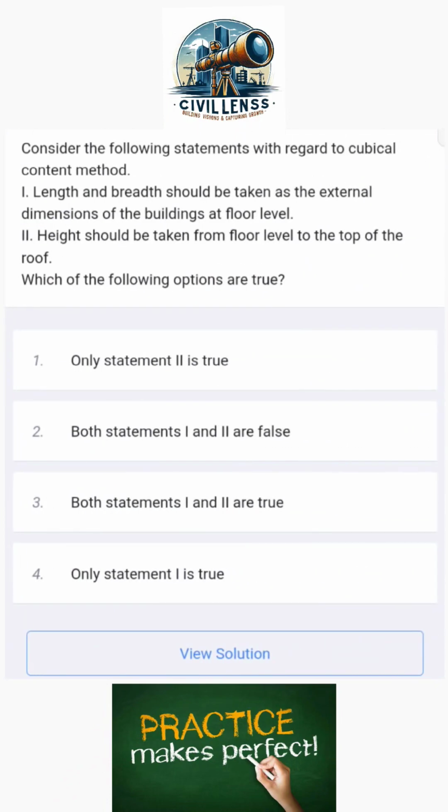Consider the following statements with regard to the cubical content method. Length and breadth should be taken as external dimensions of the building at the floor level. Height should be taken from floor level to the top level of the roof. So both 1 and 2 are true.